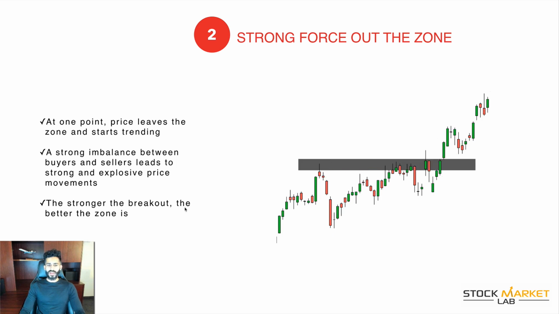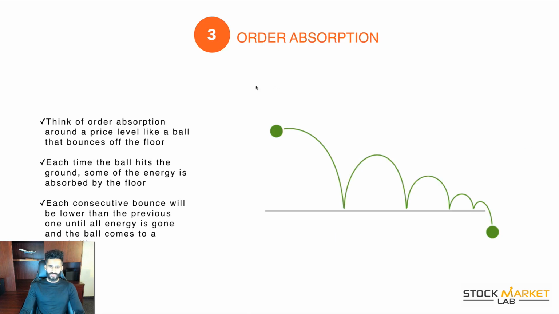The stronger the breakout, the better the zone is. So in this situation, you can see it gets rejected, strong force out of the zone. Gets rejected, strong force out, gets rejected, strong force out, and then boom, gets out of the zone here again. That showcases that this area is very strong. So I now care about this area. If this stock was to come back into this area, I would heavily watch it and see what happens around there.